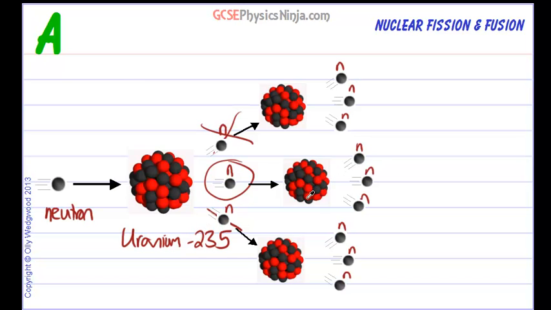So there's a little diagram that illustrates nuclear fission. Make sure that you understand that 3 neutrons are emitted for every fission of a uranium nucleus, and how that can go on to form a chain reaction for nuclear fission.